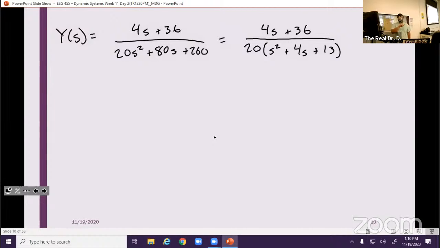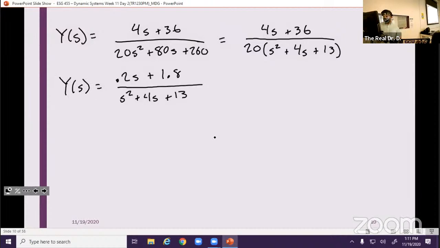And I'm actually going to take it one step further. I'm going to divide the numerator by 20. So I'll end up with 0.2s plus 1.8 divided by s squared plus 4s plus 13. And this is what Y of s equals. All I did was a little algebra to clear the s squared.